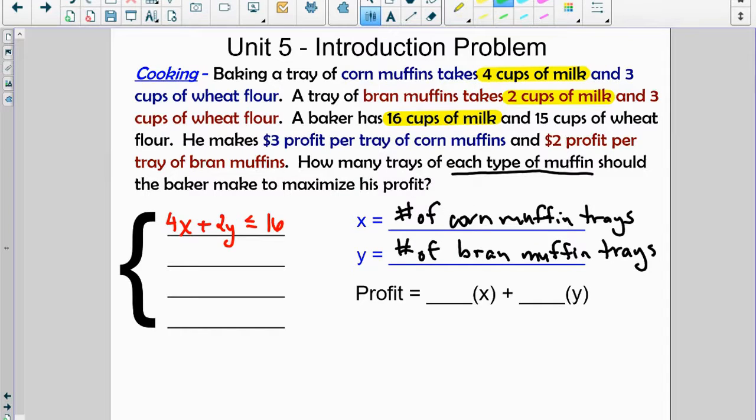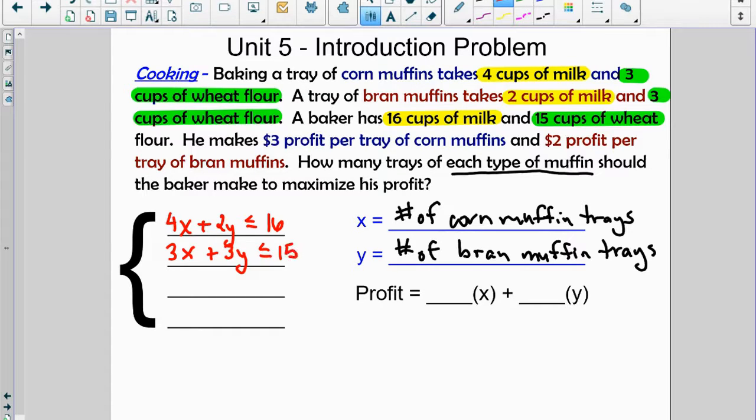Next, let's take a look at the wheat flour. Corn muffins are 3 cups of wheat flour. Bran muffins are also 3 cups of wheat flour. And altogether, the baker has 15 cups of wheat flour to work with. So we have 3 cups of wheat flour for each tray of corn muffins, and 3 cups of wheat flour for each tray of bran muffins. And if he has 15 cups of wheat flour to work with, he can use less than that or exactly 15 cups, just not more than 15 cups of wheat flour.